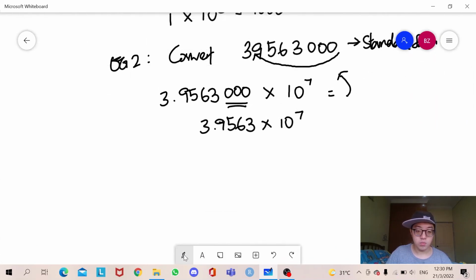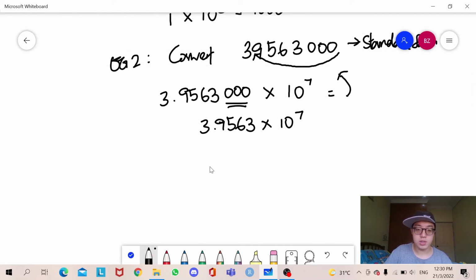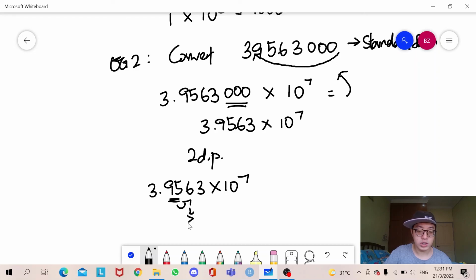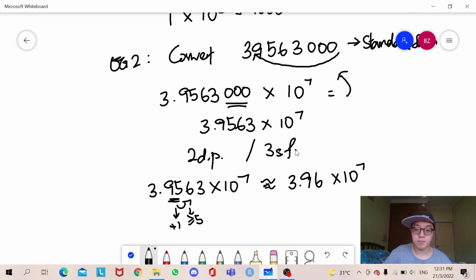What if the question wants us to convert this into standard form but in 2 decimal places? Then from here, 3.9563 times 10 to the power of 7. If we need 2 decimal places only, then we refer to the third one, which is larger or equal to 5. Therefore, this needs to be plus 1. So we will write this wavy equals sign, 3.96 times 10 to the power of 7. It's the same as 3 significant figures.